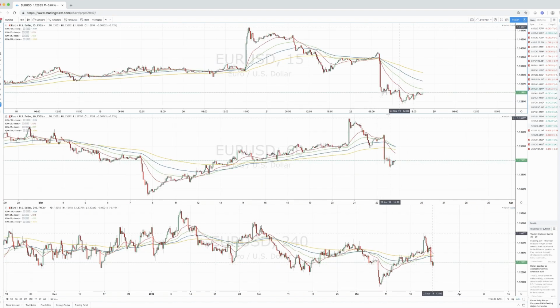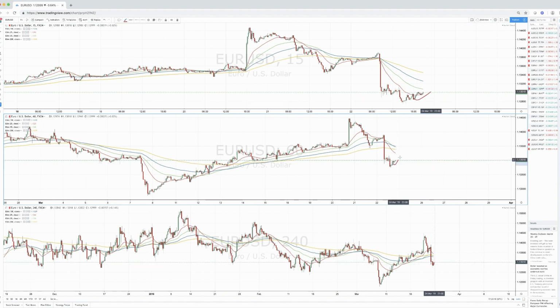The euro dollar, obviously we can see a lot of momentum to the downside here. What we're going to be looking for, either on the 15-minute or the 1 hour chart, is a little bit of a pullback. Let the moving averages catch up a little bit. And then sell the second momentum move.